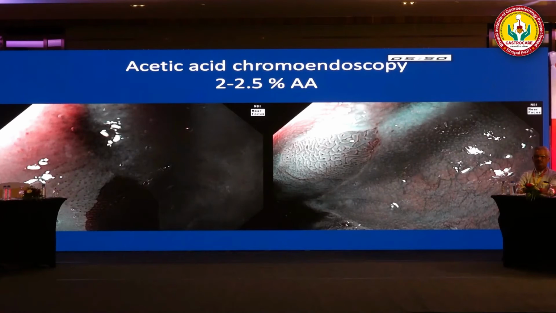This is what I was trying to show you yesterday. This is an island of Barrett's, and after we have done the NBI examination, looked at the vessels, we have sprayed acetic acid, and see how beautifully you see the surface pattern. So nicely brought out, very regular, no abnormality at all. So when you do this, you can quickly look at the mucosa and say, okay, this looks good, I'm not going to waste my time biopsying any further, and you can come out.